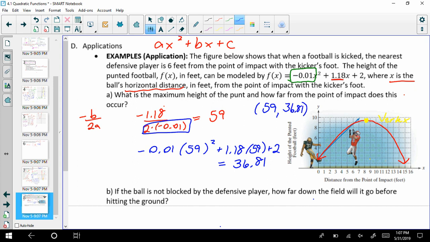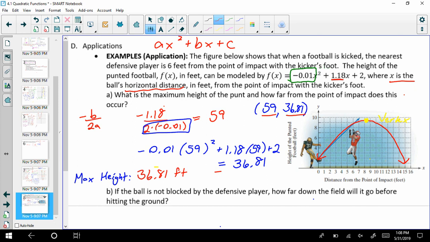Okay, but that's not good enough. Now I actually want you to answer their question. So they said, what is the maximum height? So which of those two numbers in that ordered pair represents the height? Well, it should be the y-coordinate. So we have a maximum height of 36.81 feet.